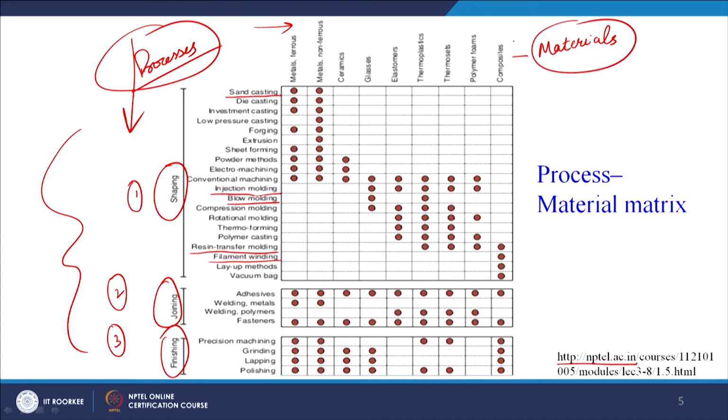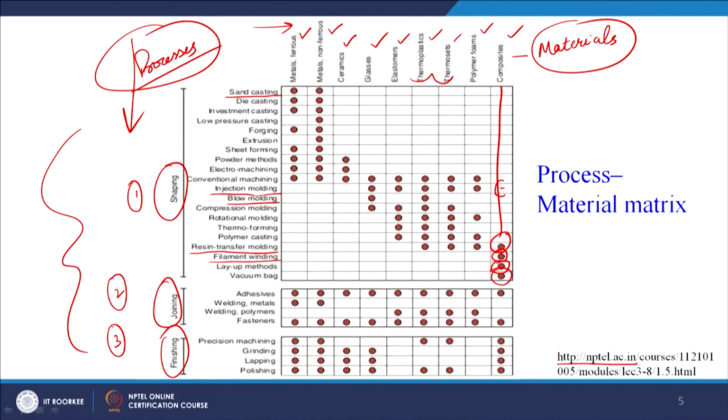And for materials, as we have already done the classification, there are metals, non-ferrous metals, then non-metals such as ceramics, glasses, elastomers, thermoplastics, thermosets, which are broadly polymers, polymer foams and composites. Now let us see here, resin transfer molding process is very well used for composites, filament winding used for composites, layup methods, hand layup used for composites, vacuum bag used for composites. Here we are not finding that injection molding can also be used for composites, but in research it has been proven that injection molding can also be used for composites.